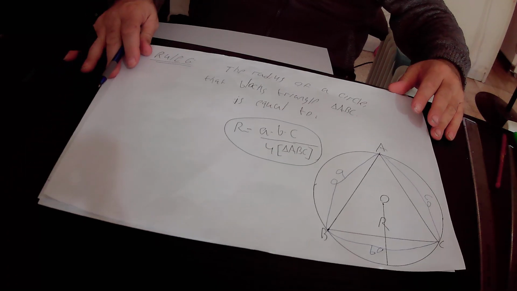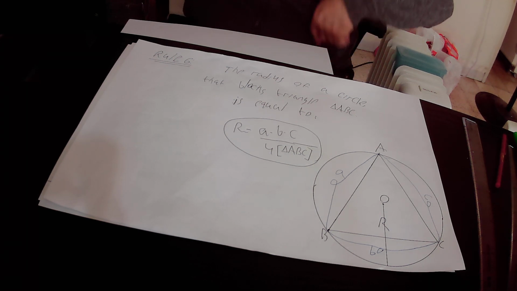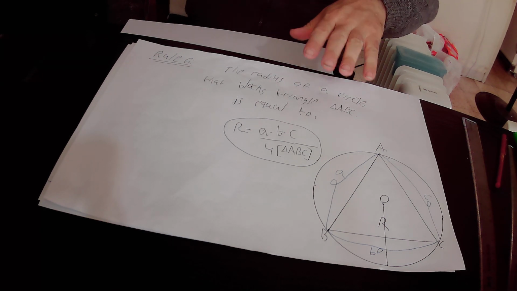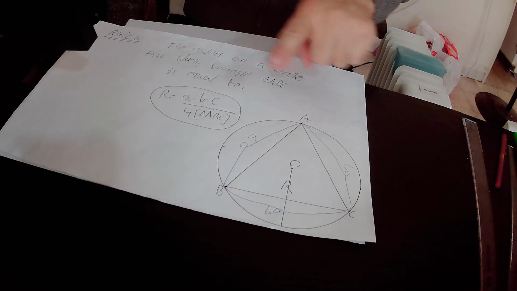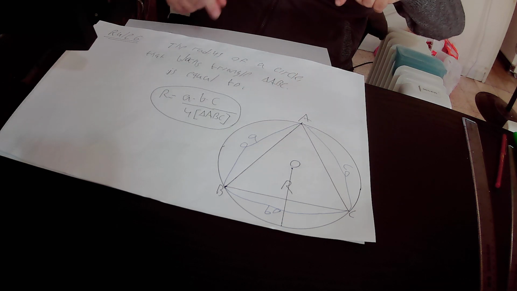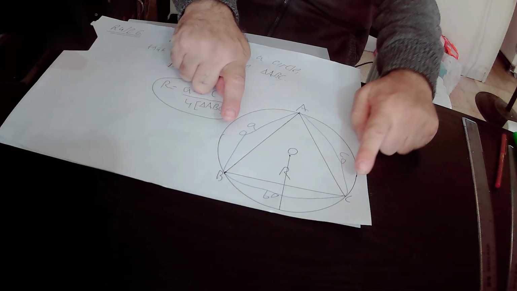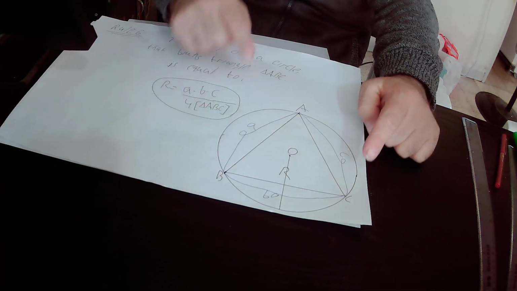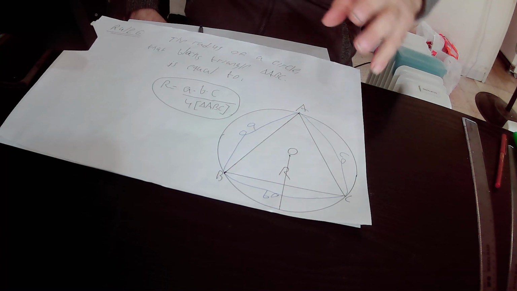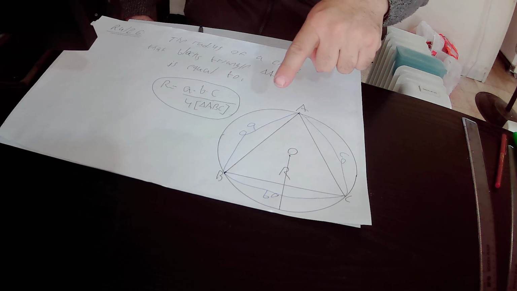According to rule number 6, the radius of a circle that blocks triangle ABC is R equals A times B times C over 4 times the area of triangle ABC. So in the drawing we have a circle. This circle blocks triangle ABC. We know that the length of side AB equals C units, side BC equals A units in its length, and side AC equals B units in its length. According to our definition, the radius of this circle that blocks triangle ABC equals capital R.